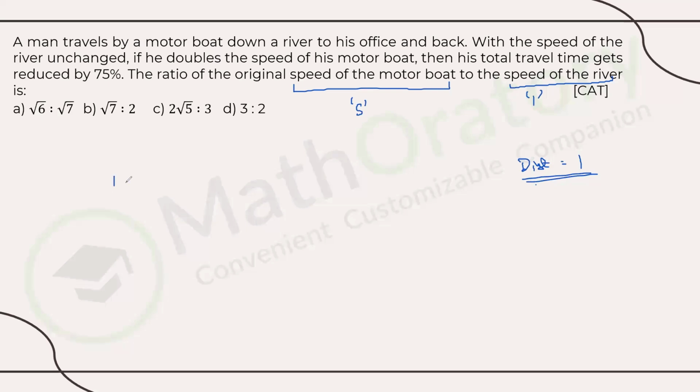In both cases, he covers a distance of 1. Once with an effective speed of S+1, let's say this is the downstream one, and on another instance with an effective speed of S-1. So this should be the total time.